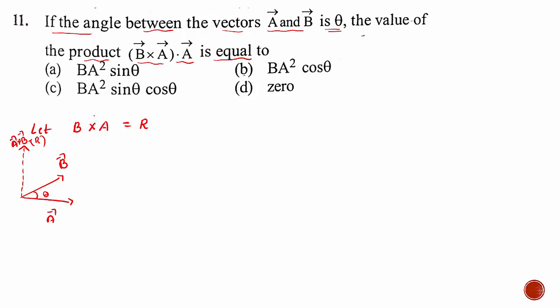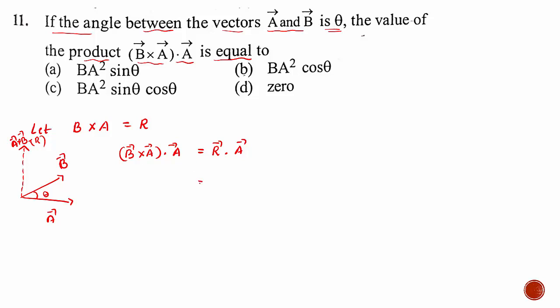Now here it is given vector B cross A dot A is equal to. So here I am going to write this equation. Observe here, B cross A dot A is equal to, we can write this equation as B cross A means what here? R. R dot A. Right? So here resultant vector R. This is perpendicular to what? A here. Vector R is perpendicular to A. So here we can use dot product. So when two vectors are perpendicular in dot product, it is always equal to 0.